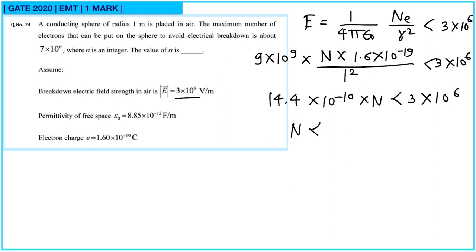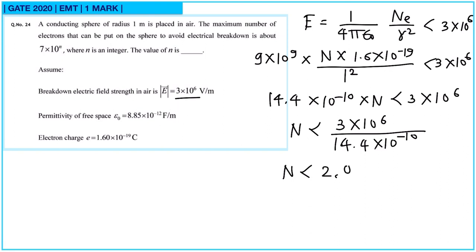So from here n should be less than 3 into 10 raised to 6 upon 14.4 into 10 to the power minus 10. So from here n should be less than 2.08 into 10 raised to 15. Now this power is asked, so from here n is equal to 15, and the answer given in the answer key is 14 to 15.